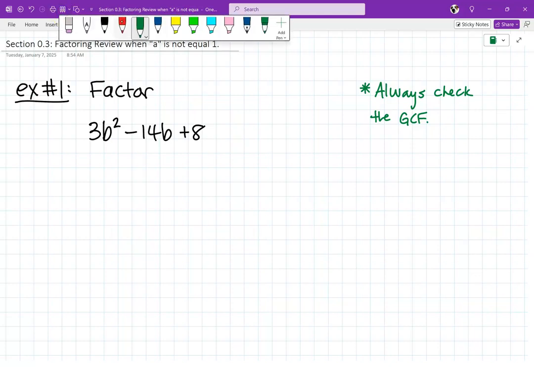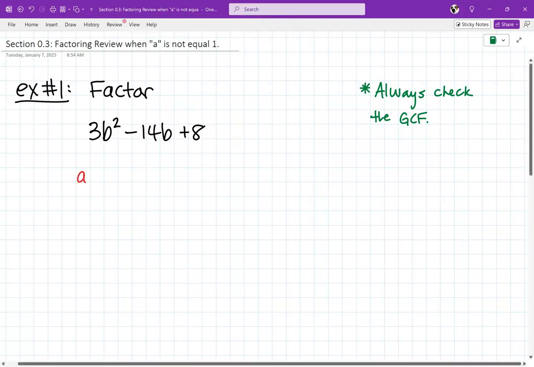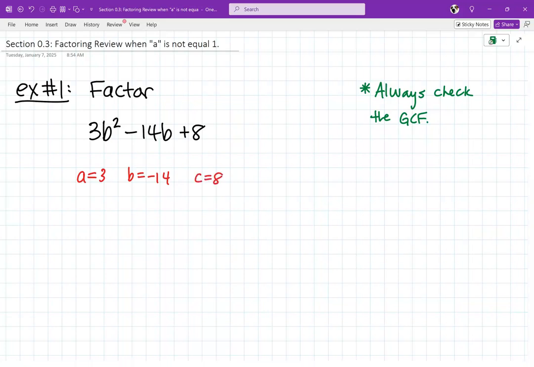So I'm going to look at my problem here, 3b squared minus 14b plus 8. And I'm going to look to see if they have anything in common. They don't all have b's. Well, at least two of them have b's, but not the third one. So I can't factor out a b. I can't factor out a number either because 3 doesn't go into 14, it doesn't go into 8. So I can't factor anything out, so I am going to just start doing the x method, right? So my a is equal to 3, my b is negative 14, and my c is 8.